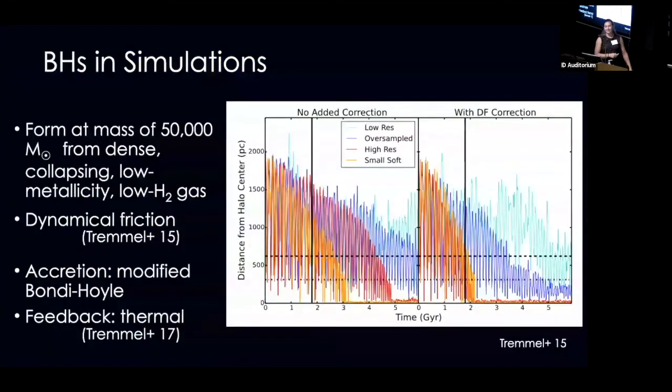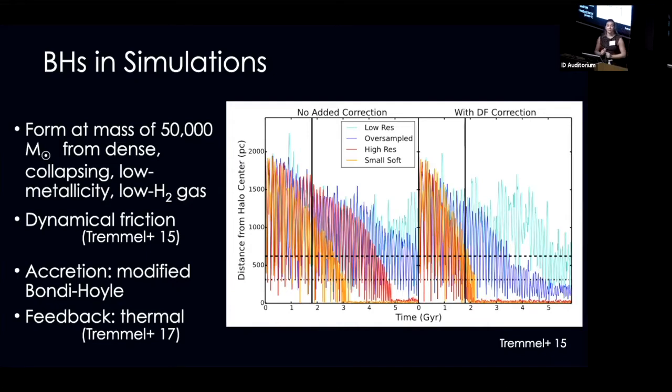All right. So in these simulations, the black holes form at a mass of 50,000 solar masses, and they form from dense, collapsing, low metallicity, and low molecular hydrogen fraction gas, which broadly encompasses a lot of the formation models of how we think seeds form in the early universe. It most closely reflects direct collapse, but it doesn't even reflect that one that well because we can't resolve anything in terms of how black holes form. But this is a pretty good guess.